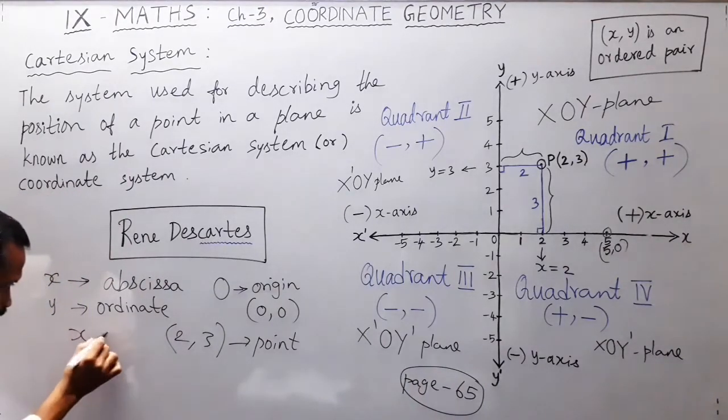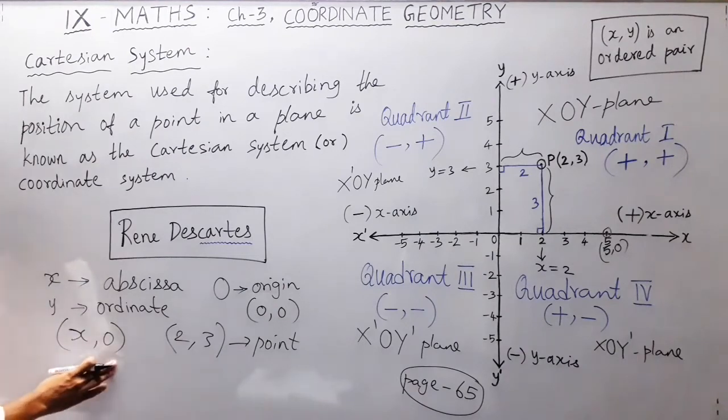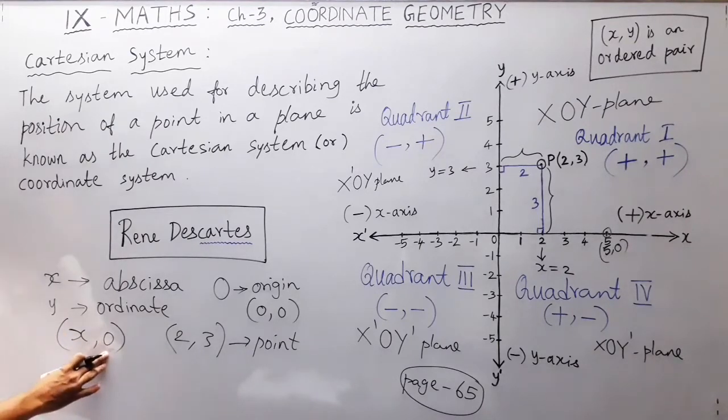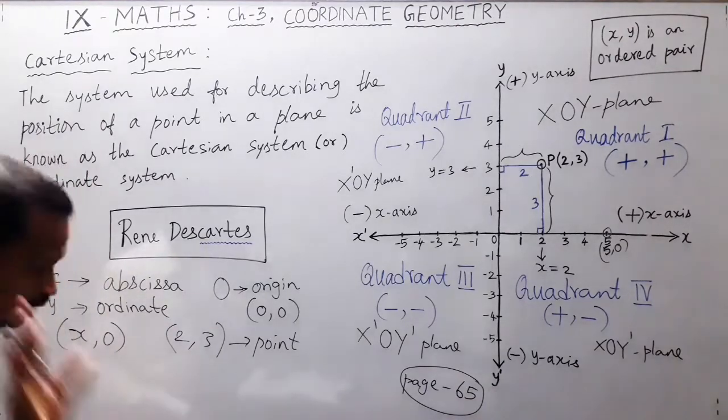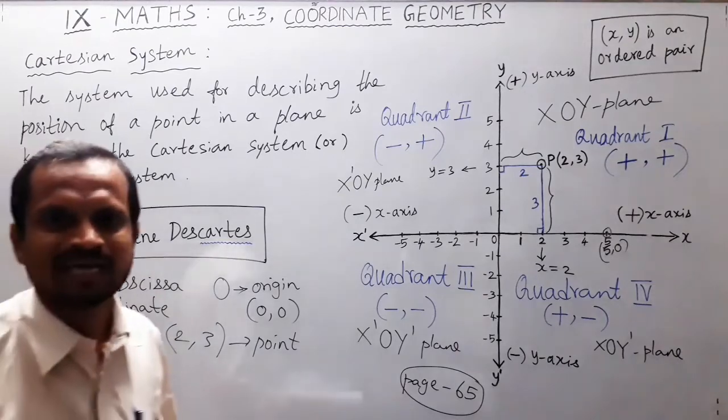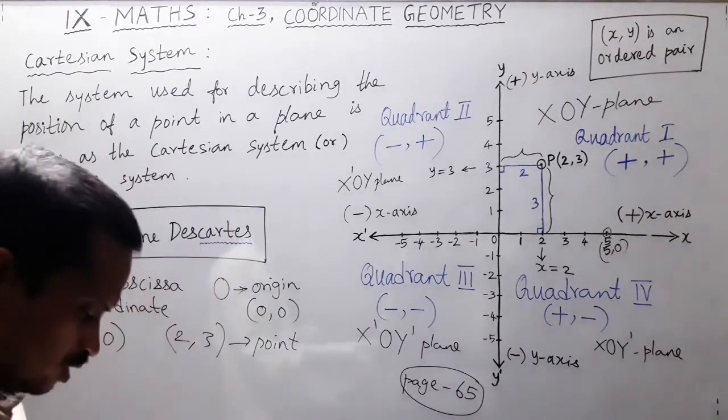So (x, 0) means what? We can say (x, 0) means this point lies on the x-axis. X means any value from the x-axis, but y is always 0. On the x-axis, the y coordinate is always 0. So that is why in general they give it as (x, 0). X may be any number, but y is always 0, if the point is on the x-axis. And then coming to the next part.